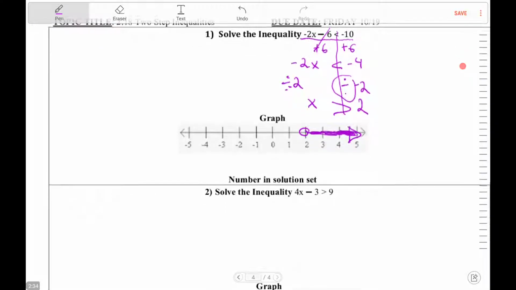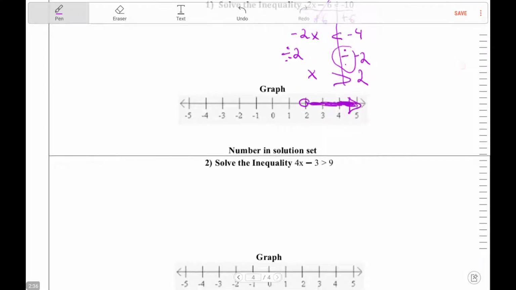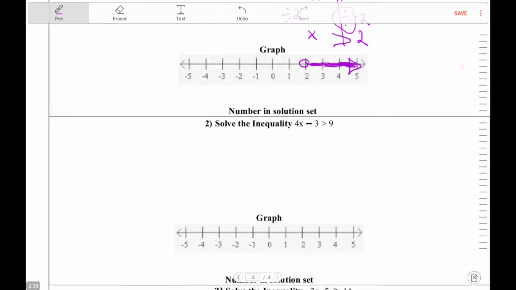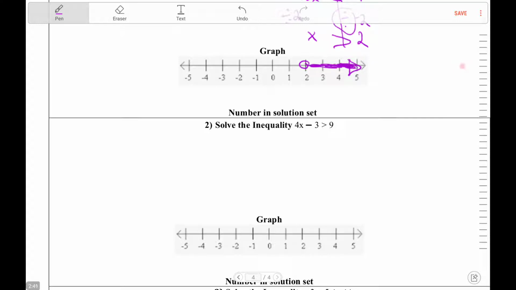Okay, let's keep going. Remember, if you can do a one step like we did today and yesterday, you should be okay. It's just one more thing that's happening at the beginning. Okay, 4x minus 3 is greater than 9. First step, we have to add 3, right? Because up here we were subtracting 3, so now we're adding 3. 9 plus 3 is 12. 4x minus 3 plus 3, those cancel, so we have 4x.